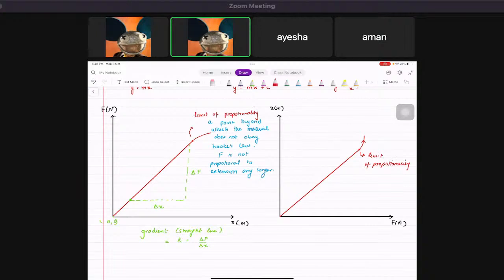They can also give you this. However, if you try to find the gradient of this line now, it gives you delta x over delta F, so this time the gradient would give you 1 upon k. So just be careful about that. Always do F upon x and you will get the right value for k. Understood?